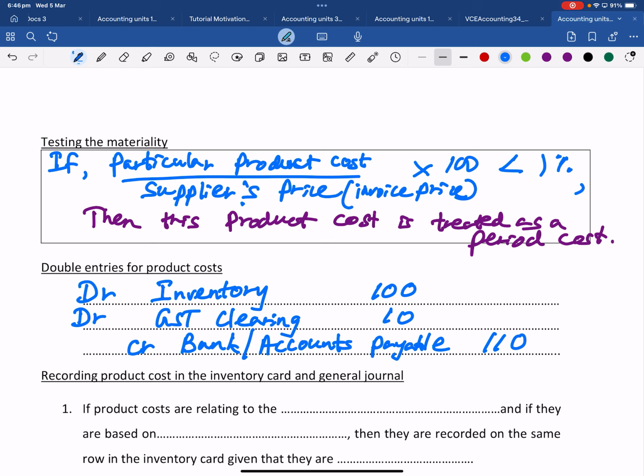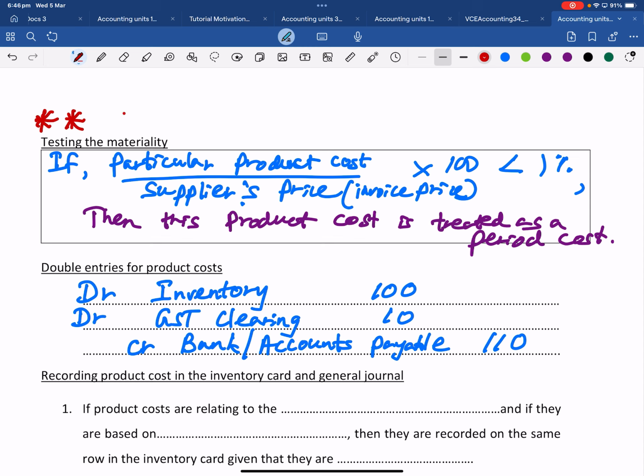Now we are writing this part, testing materiality. Please don't write this testing materiality part in the exam, because it is less than 1%. It is actually something I made up. Why? Because otherwise you don't know what is material enough or not. So just for your information, to figure out whether it is material or not: if it is less than 1%, it is not material.